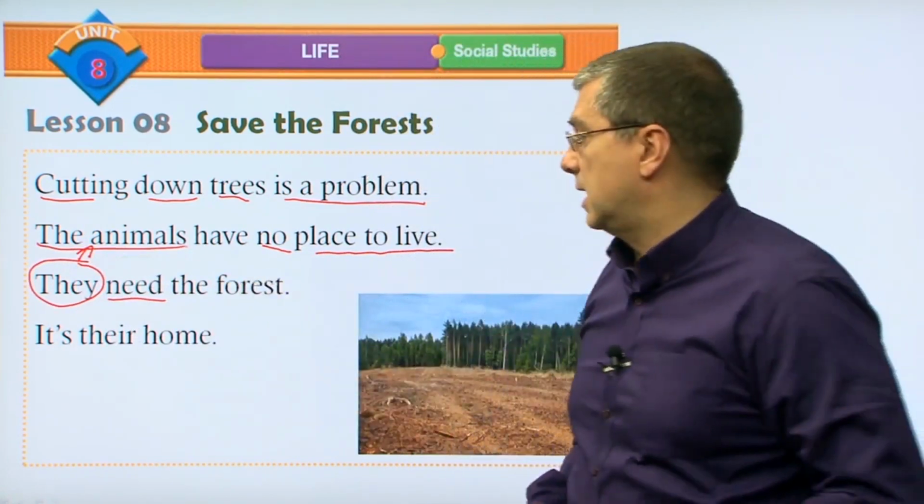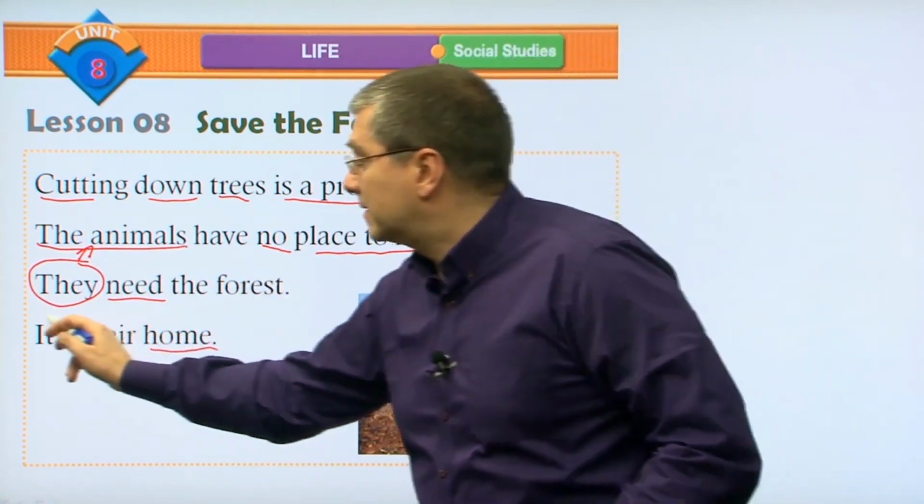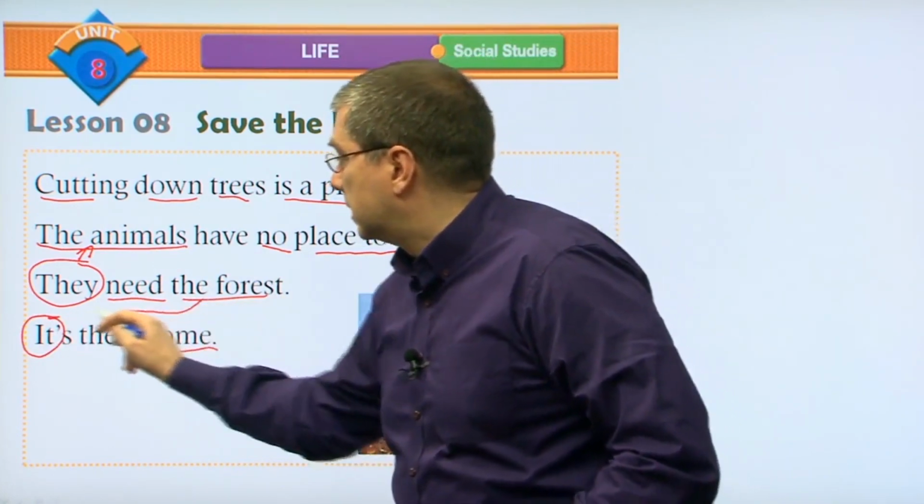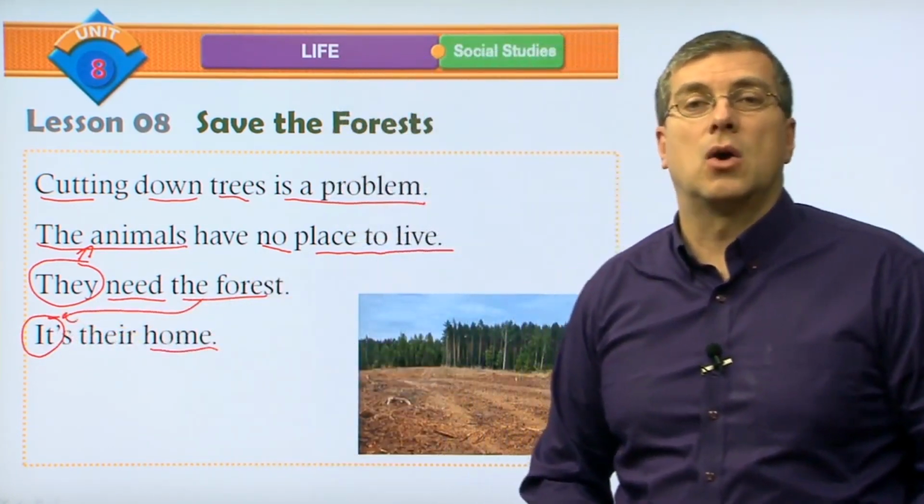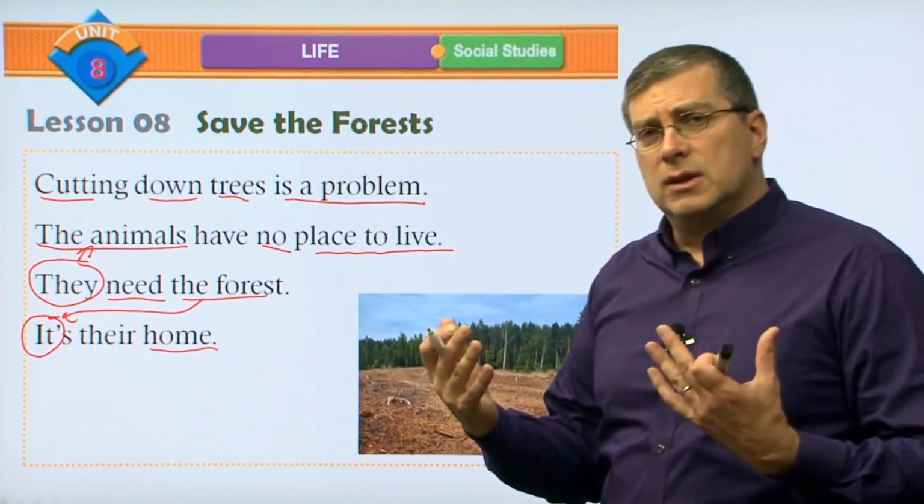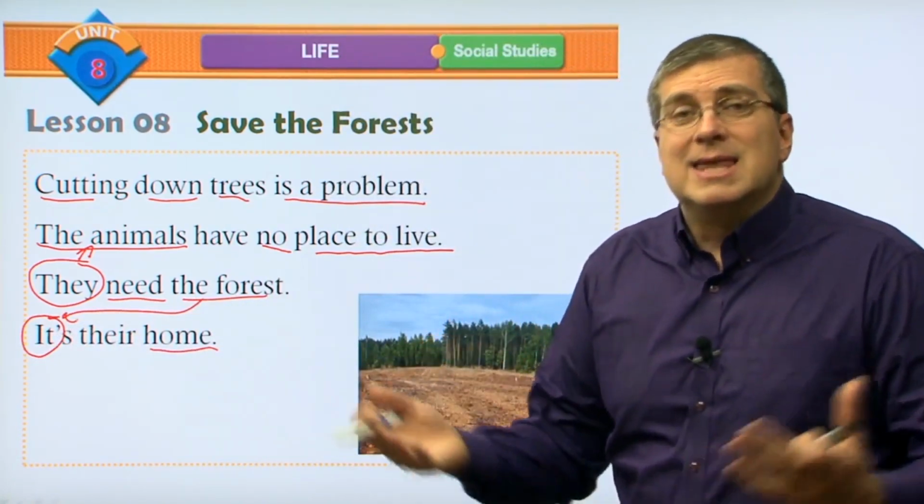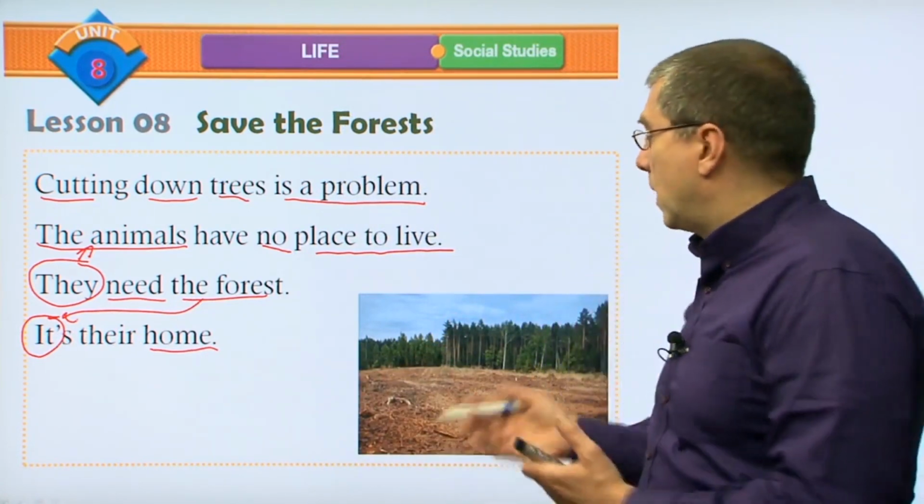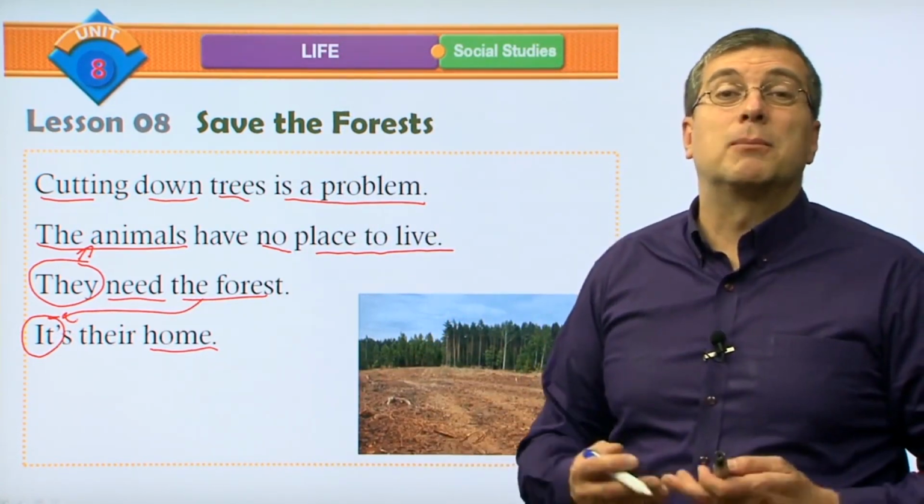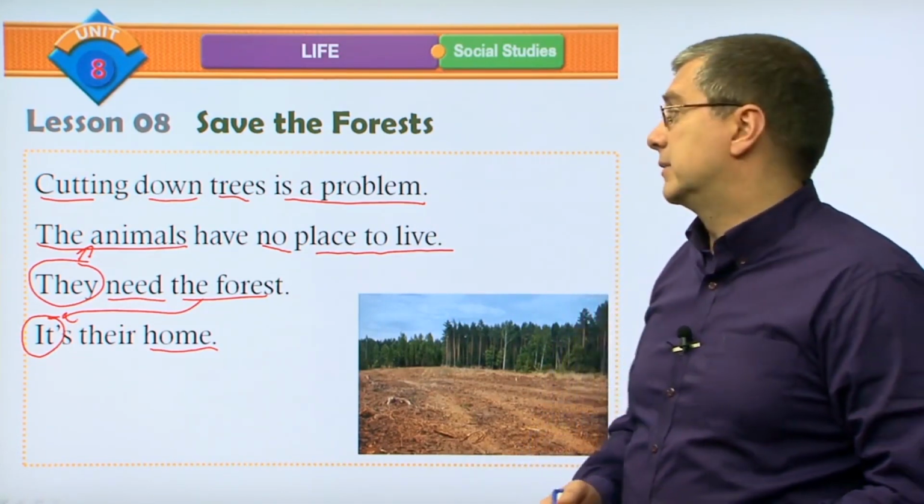They need the forest, right? It's their home. The forest is their home. So when the forest is disappearing, the animals don't have a home, they don't have food. Where can they go? It's a problem to cut down the trees.